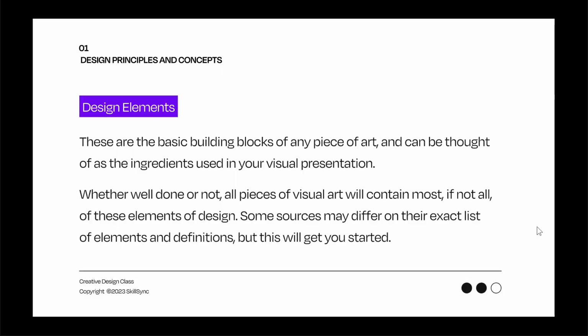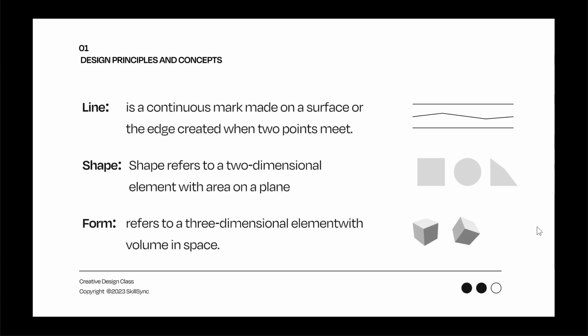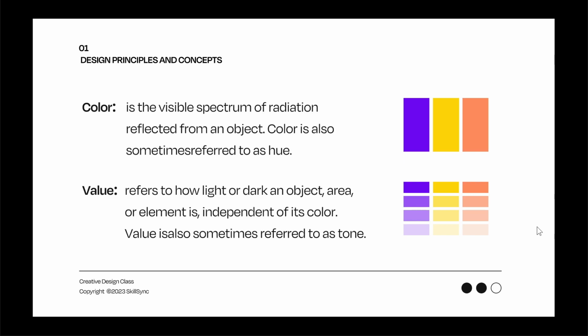So we start with design elements. Design elements are the elements you bring together to form your design. They can be lines, shapes, or form. When we talk about form, we are talking about 3D or three-dimensional elements with volume in space. We talk about color, and we talk about value. When you say value, we refer to how light or dark the color of an object is. Value is sometimes referred to as tone.